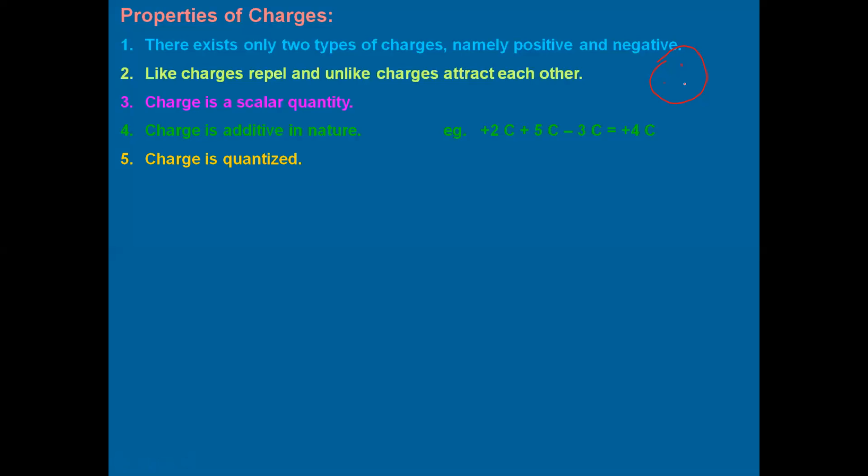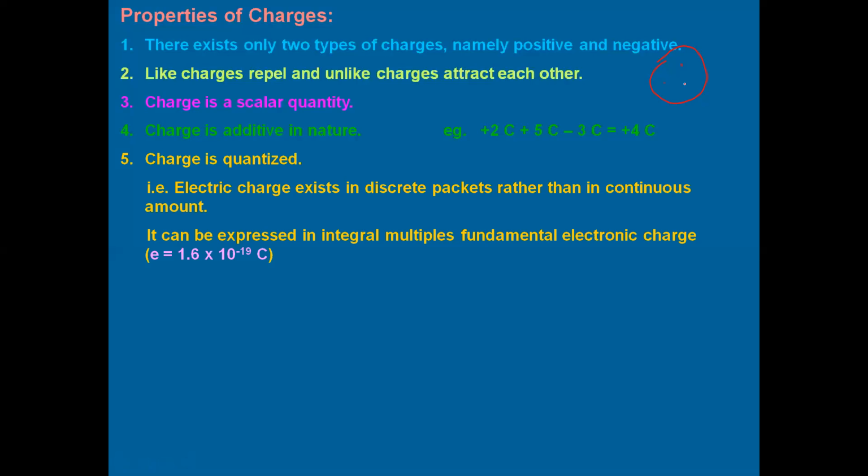About quantization of charge, you all might have studied in class 10th physics. I'll tell you once again what is quantization of charge. As we know, the electron is the smallest charge which is present, and electric charge exists in discrete packets, which means every object can have a charge which is an integral multiple of electronic charge. As everybody knows, the charge of one electron is 1.6 into 10 raised to minus 19 coulomb.